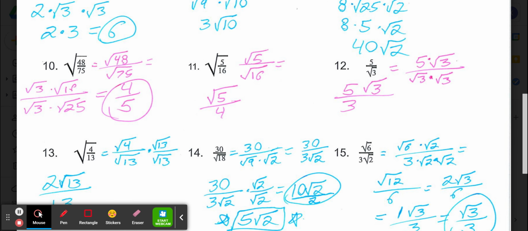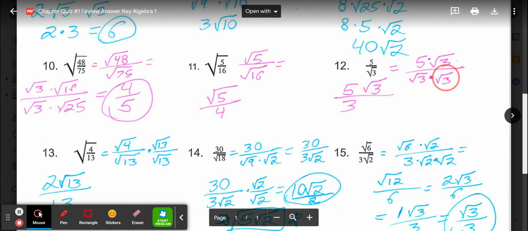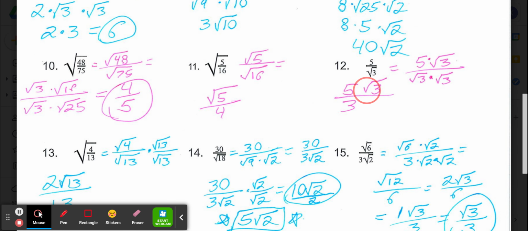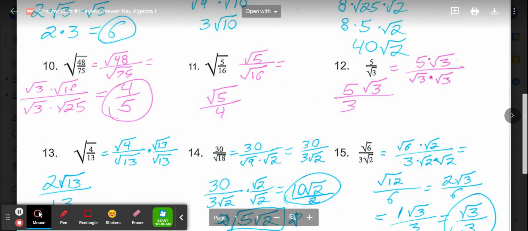So in 12, 5 over the square root of 3, just like I said, we cannot have a radical in the final answer on bottom. So the way we get rid of that is we multiply the top and bottom by the square root of 3. So on bottom, square root of 3 times square root of 3 is just 3. And on top, we'd have 5 square roots of 3. So our final answer, 5 square root of 3 over 3.